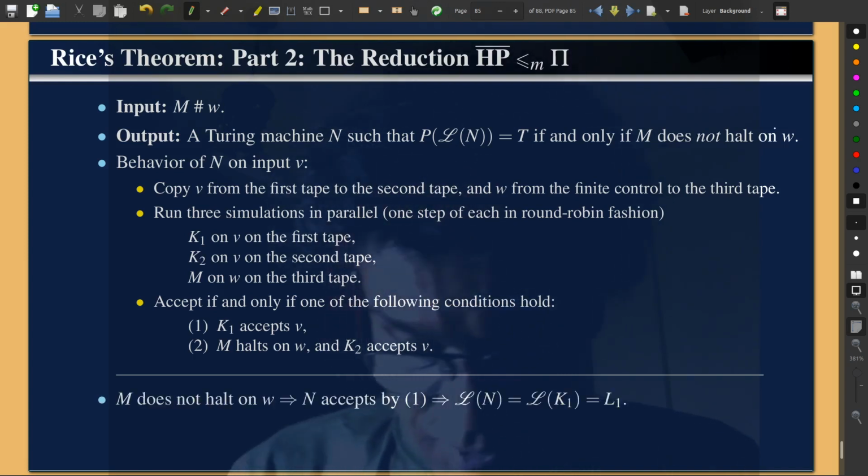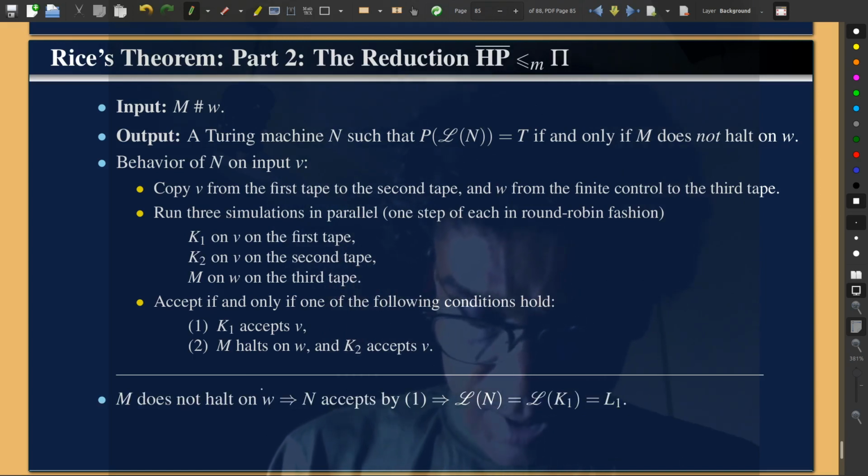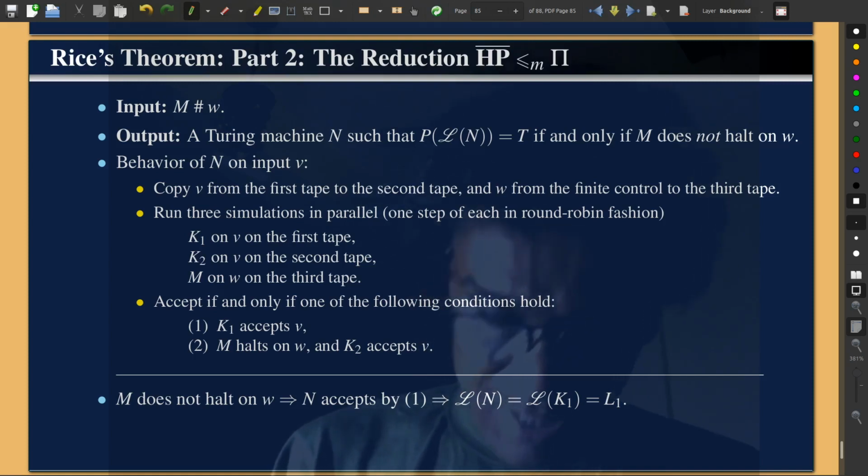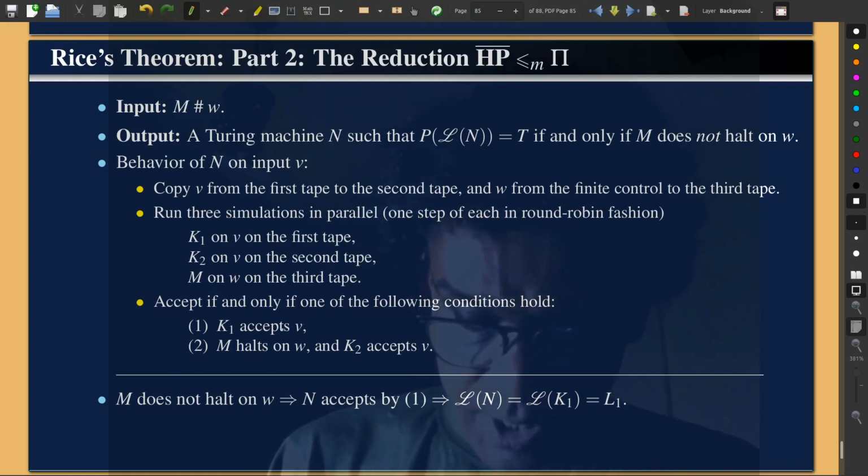Okay. So first, suppose that M does not halt on W. Then there is no way this condition 2 is true. If M does not halt on W, then the simulation of K2 on V does not matter because this condition is never satisfied. So in that case, N accepts V if and only if this simulation accepts V. Condition 1 holds, and so this is the only way it can accept V, because this condition is never true. So, N accepts by criterion 1 only.